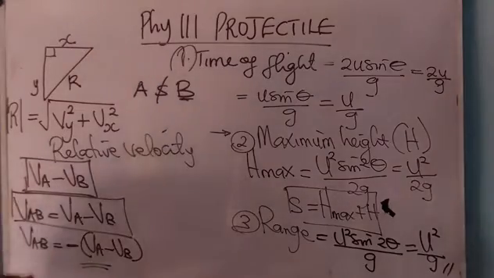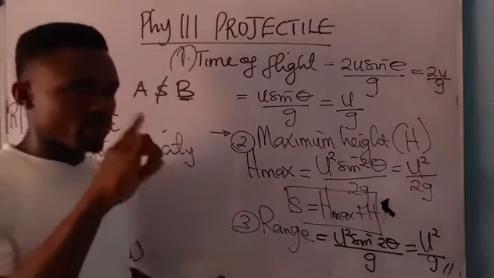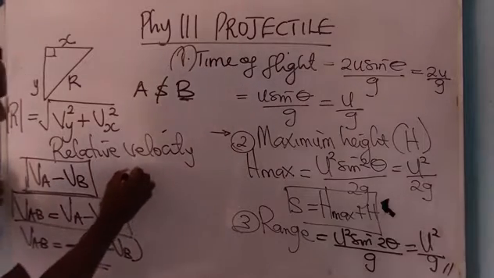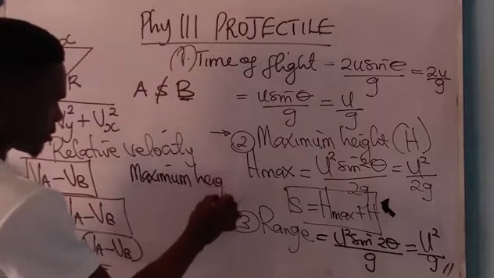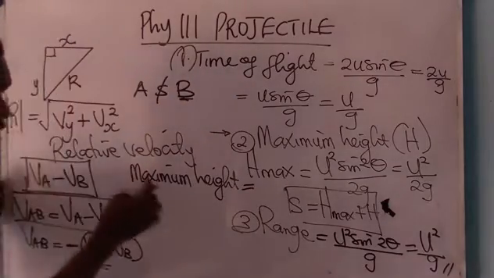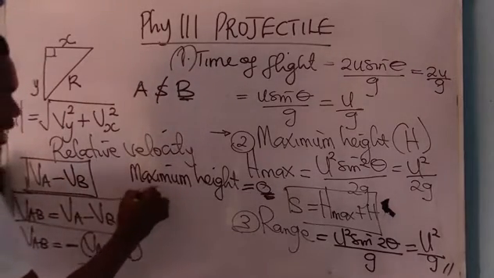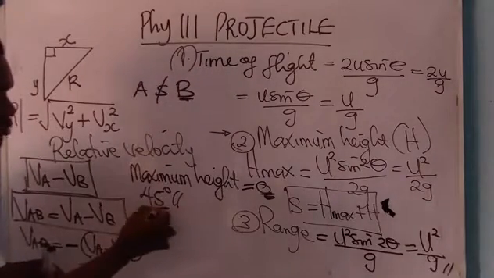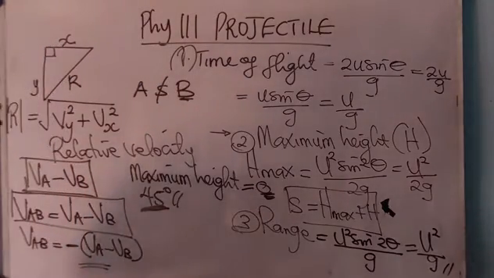The first thing you do, don't forget, the path a projectile follows is called a trajectory, and it is parabolic in shape. Do not forget that. Please take note of this. At maximum height, the vertical distance is usually zero. But at maximum height, the angle is usually 45 degrees. Take note of that.